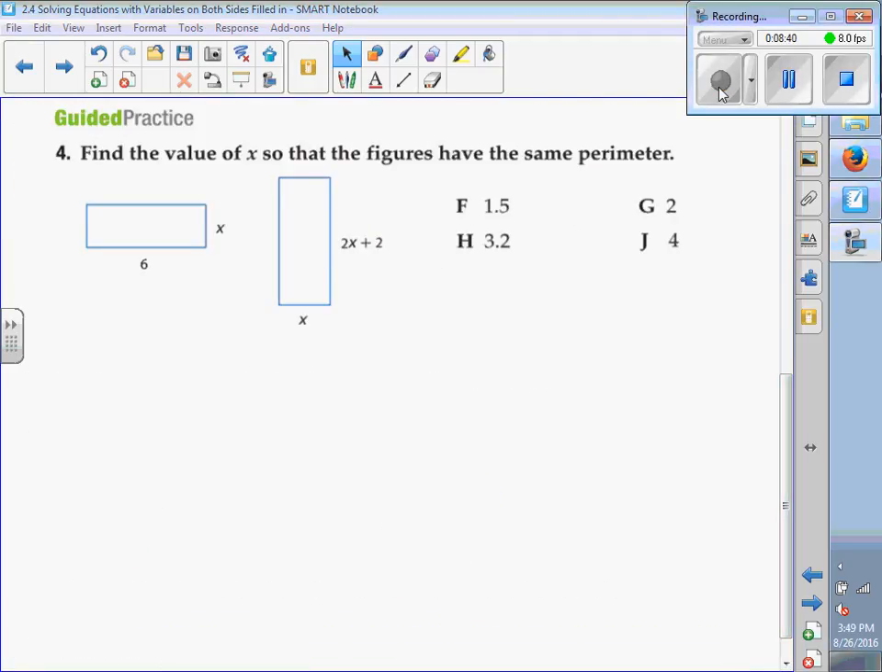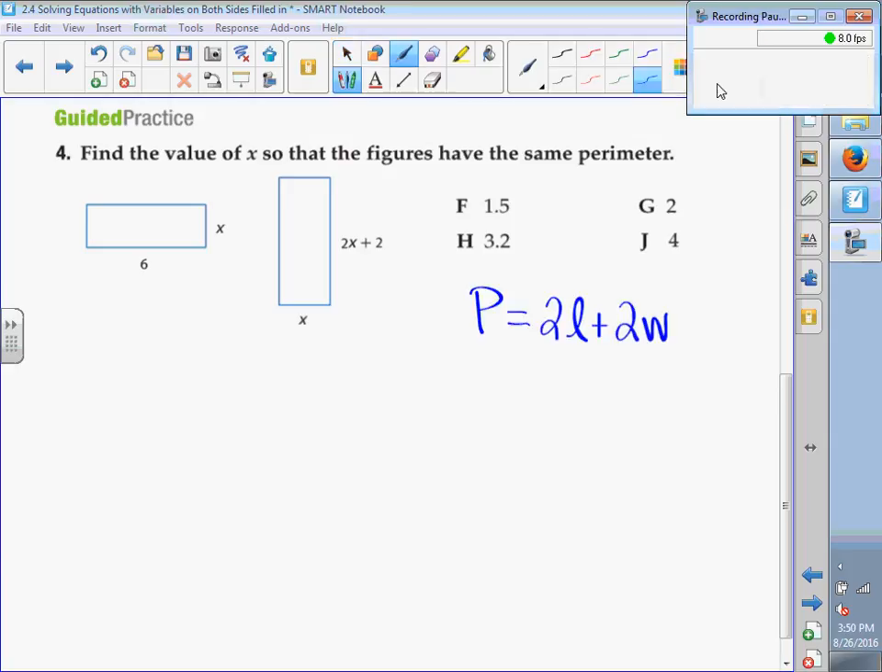All right. So let's do some examples. For the next example, it says find the value of x so that the figures have the same perimeter this time. You guys remember the formula for perimeter? What's the formula for the perimeter? That's one you need to know. So there's our perimeter formula. Now, we want to make it so that both of our perimeters are equal.